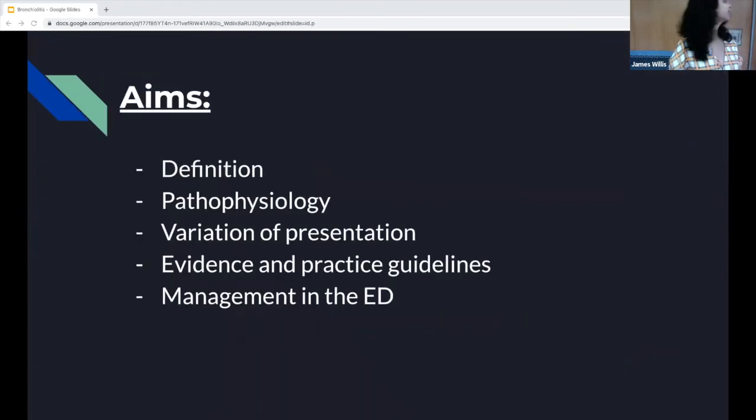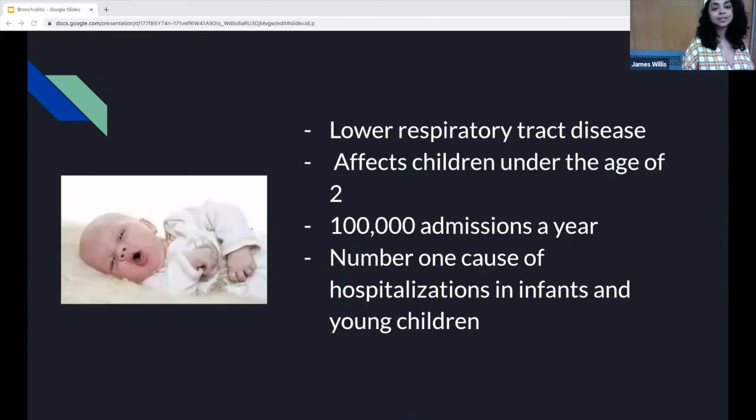Our aims for this lecture today are to define what bronchiolitis is, talk a little bit about its pathophysiology, the variation of its presentation, evidence and practice guidelines, and then management in the ED. What we actually do in our ER, what many PEM ERs do, versus what the literature actually says to do. So bronchiolitis is a clinical syndrome.